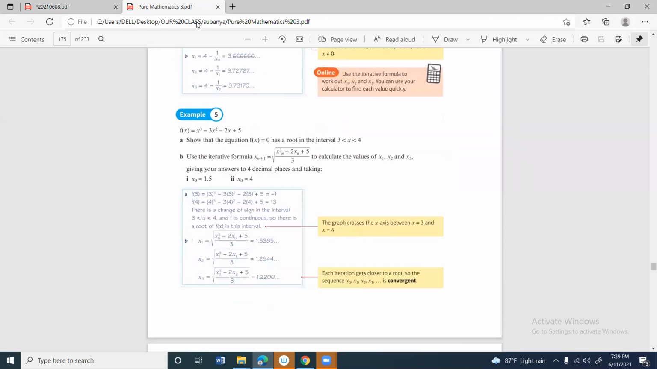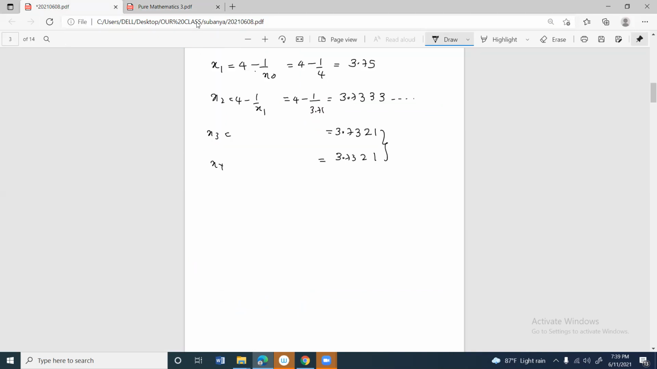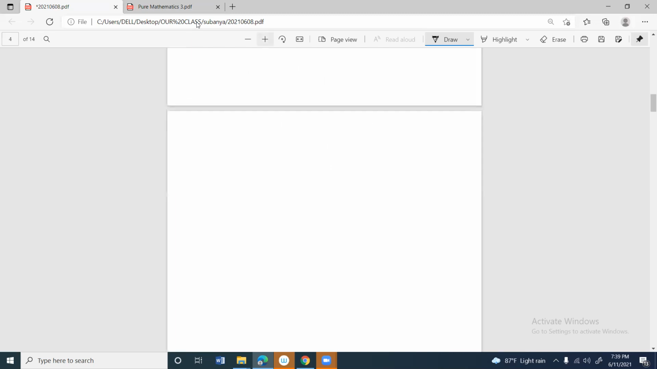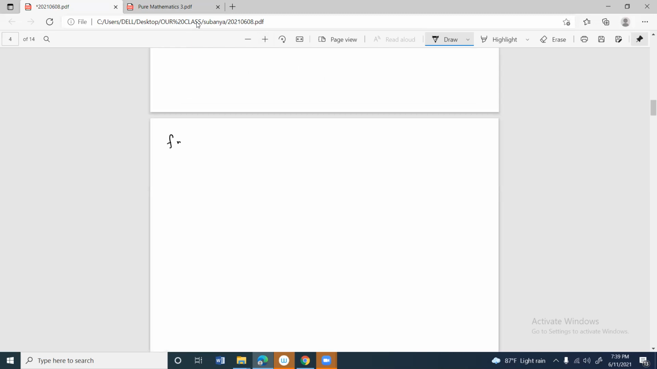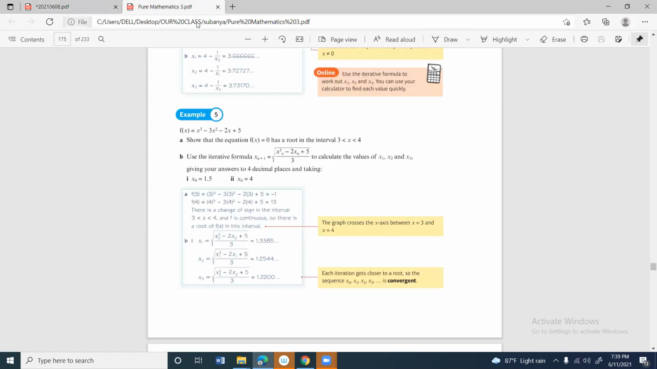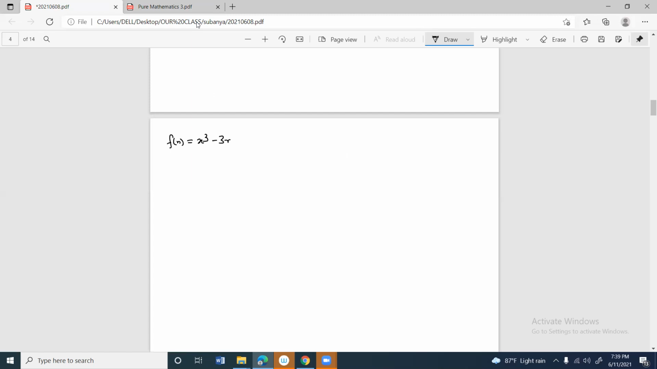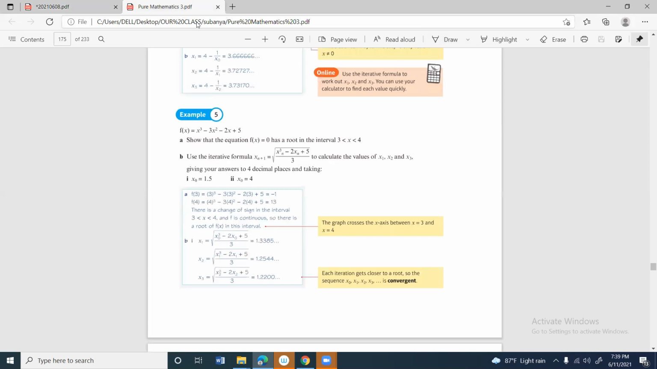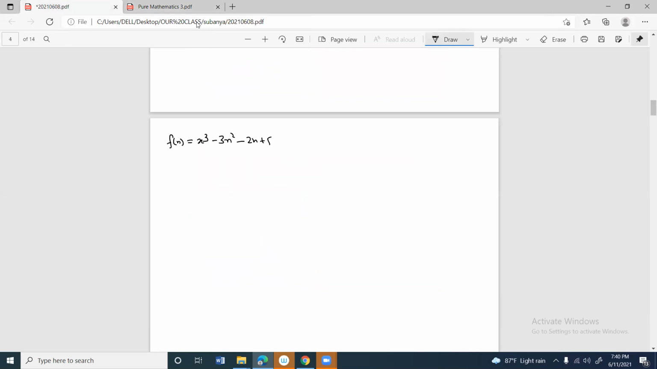Then this question: f(x) equals x cube minus 3x squared minus 2x plus 5. I will start with a new page. Show that the equation f(x) equals 0 has a root between 3 and 4. Then what you need to do is show that it exists between 3 and 4.